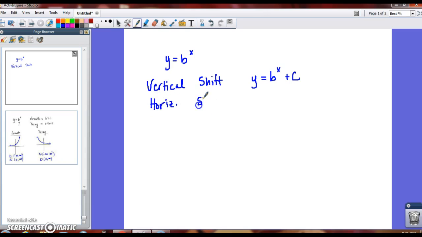Let's talk about horizontal shift. If you see your function have the form y equals b to the x plus c, that tells you it's a horizontal shift, and you're going the opposite direction of that sign. So if it's plus, then you're moving to the left. If it's x minus c, then you're moving to the right. So plus means left, and a minus means you're shifting right. Okay, that's pretty straightforward as well.